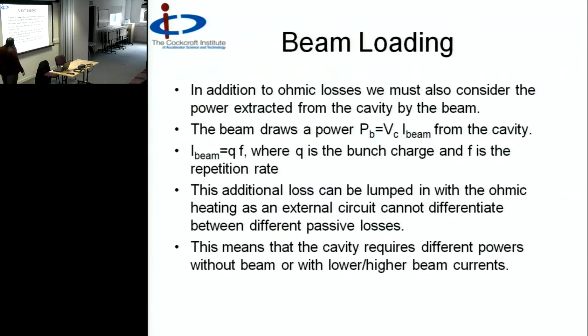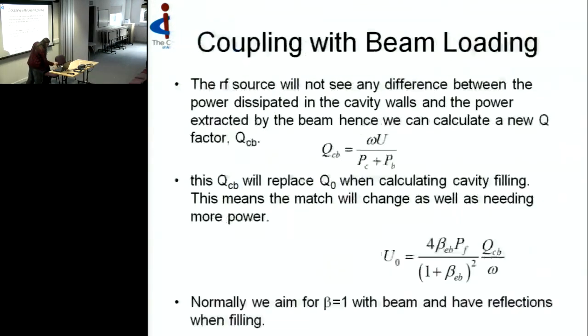So in terms of what we see, in terms of the cavity being a black box, we see this additional loss from the beam as looking like a cavity loss. You cannot tell the difference looking from the klystron between power lost as heat in the walls and power lost through the beam. They are both acceleration of currents. One's in the walls, one's in the beam current. So it's just another passive loss. So you can add the beam losses to the cavity ohmic losses to see what would happen to your system.